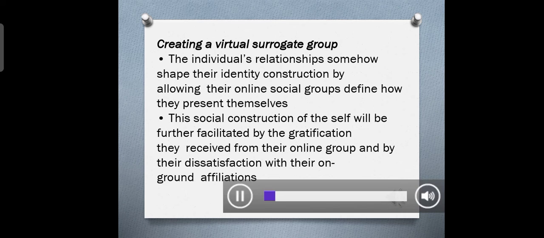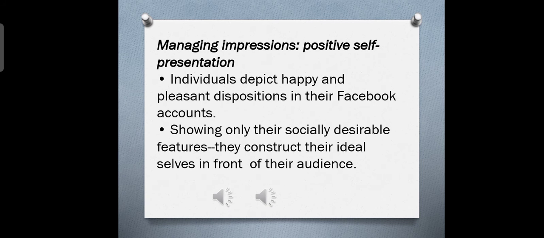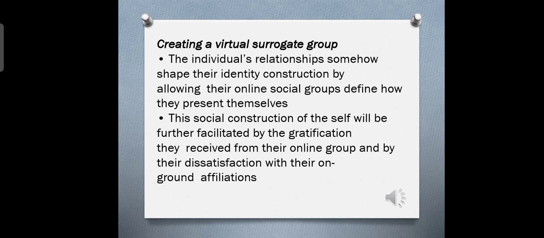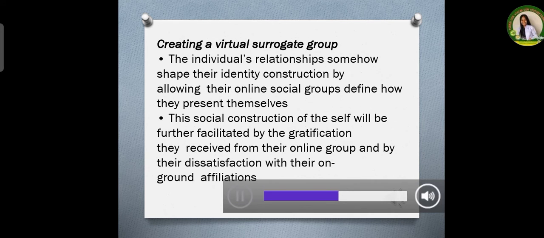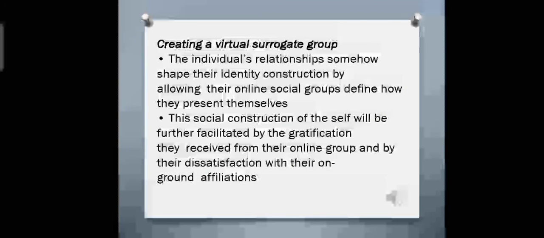Creating a virtual surrogate group. The individual's relationships somehow shape their identity construction by allowing their online social groups to define how they present themselves. This social construction of the self will be further facilitated by the gratification they receive from their online group and by their dissatisfaction with their own ground affiliations.